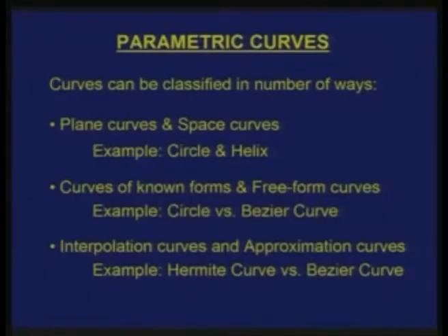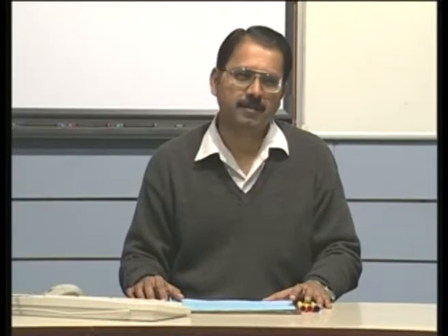Compared to this, we also have what are called free form curves, where the form cannot be classified into one of the known forms. An example is a Bezier curve, which we will study later. There is nothing like a straightness or a circularity, a standard form which is associated with a Bezier curve. So, this is another way of classifying.